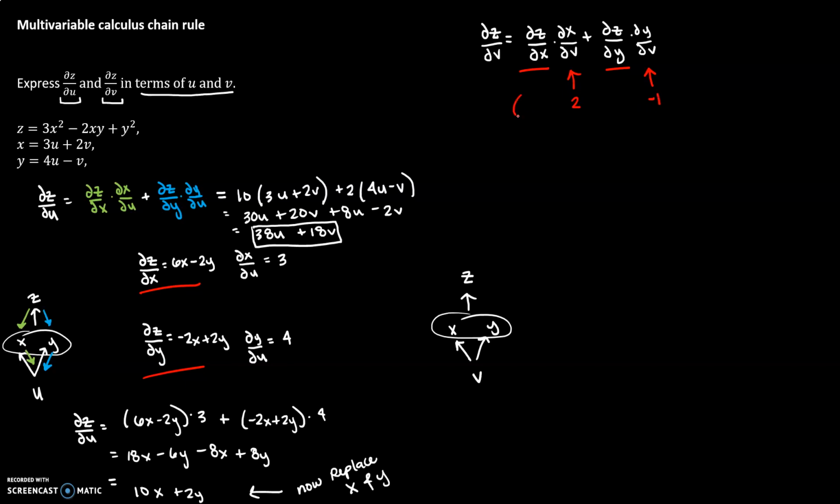Let's go ahead and plug in the partial z with respect to x, partial z with respect to y, and then we can clean this up. So we've got 12x minus 4y. I have a -1 times a -2x, so we get 2x. A -1 times a positive 2y, we get -2y. Take that even further, we get 14x minus 6y, and now we will replace x and y.